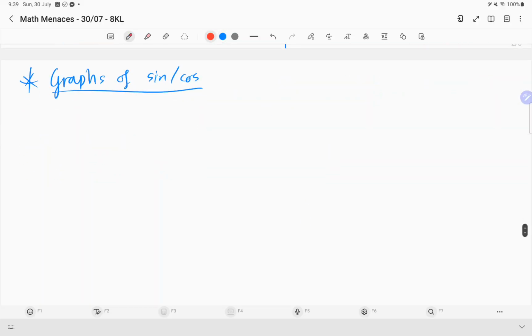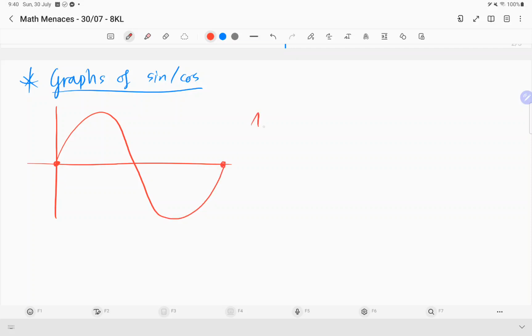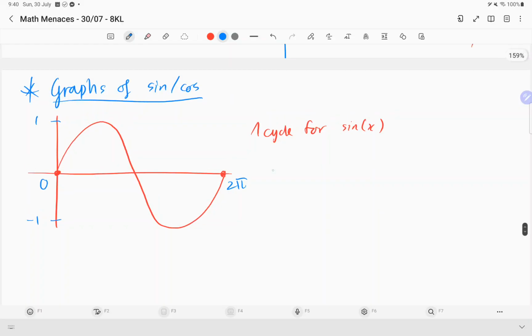So, the basic sine function would have a graph that starts from the center, goes up, goes down, and then goes up again, right? This is one cycle for sine of x. Remember this? One cycle would start from 0 and end at 2 pi, right? The basic one is 0 to 2 pi. And what's the range? It goes from what to what? 1 to -1. Very good.